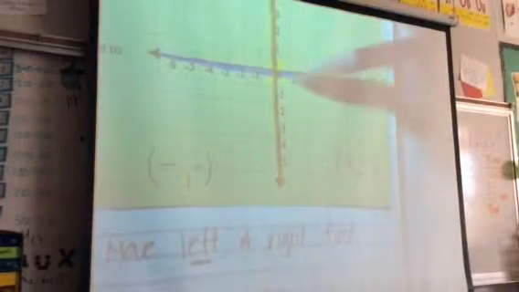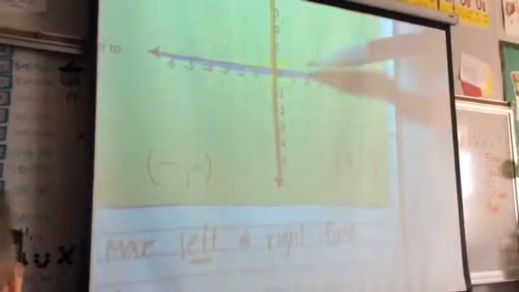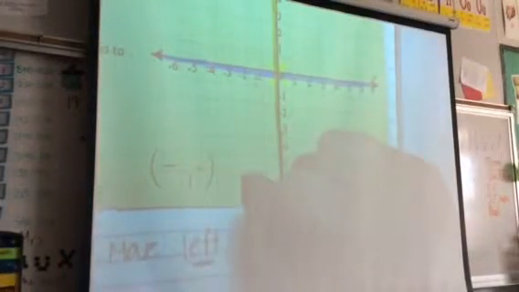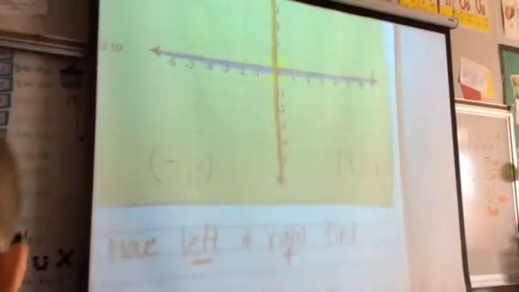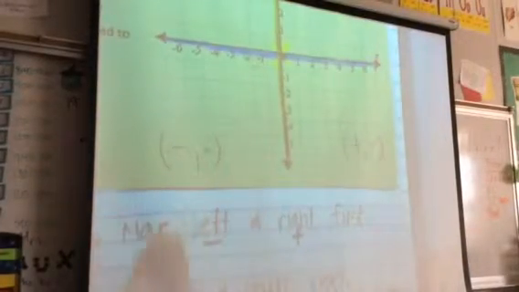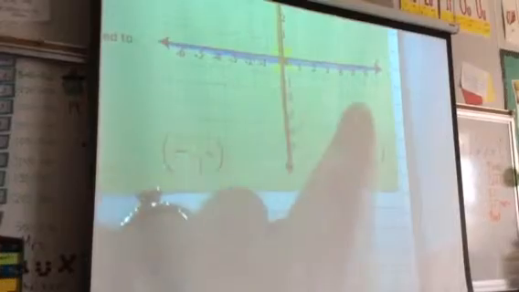So then if I move right, touch your nose if you know, is it a positive or negative move? Tell me, is it positive or negative? Positive. Good. Thank you. 20 class points for participation. Thank you. So when I move to the left, it's a negative move. When I move to the right, it's a positive.